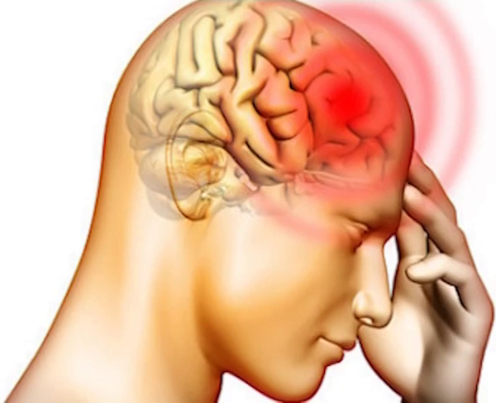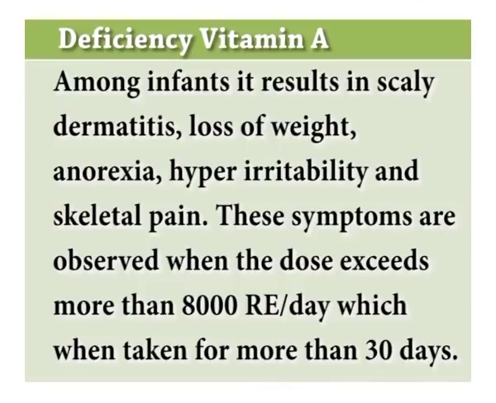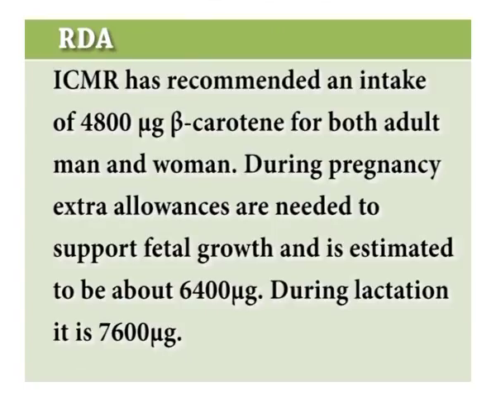Toxicity of vitamin A. The major symptoms include headache, drowsiness, nausea, loss of hair, dry skin, diarrhea, and reabsorption of bone, which are the major problems encountered among adults. Among infants, it results in scaly dermatitis, loss of weight, anorexia, hyperirritability and skeleton pain. These symptoms are observed when the dose exceeds 8,000 RE per day, taken for more than 30 days.